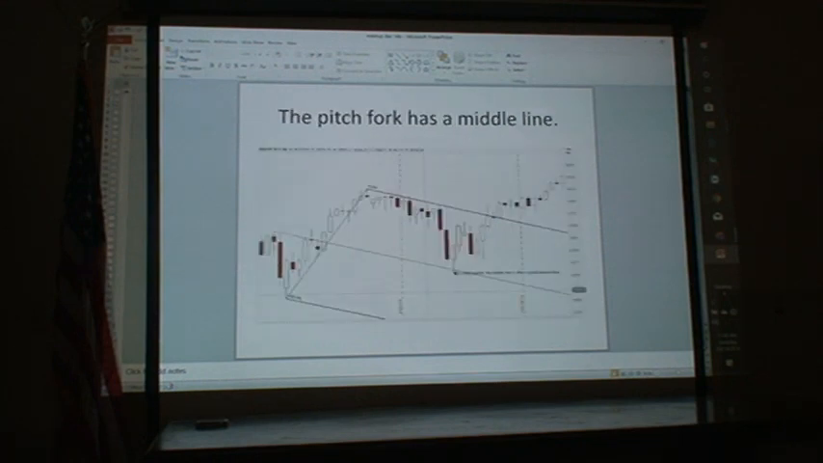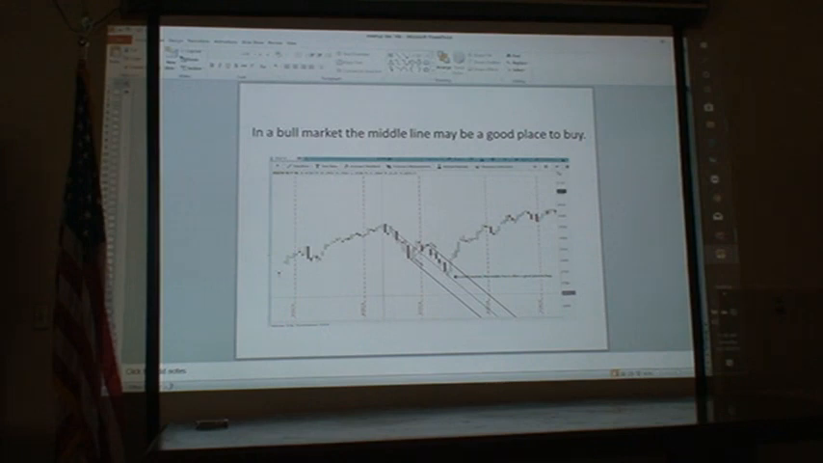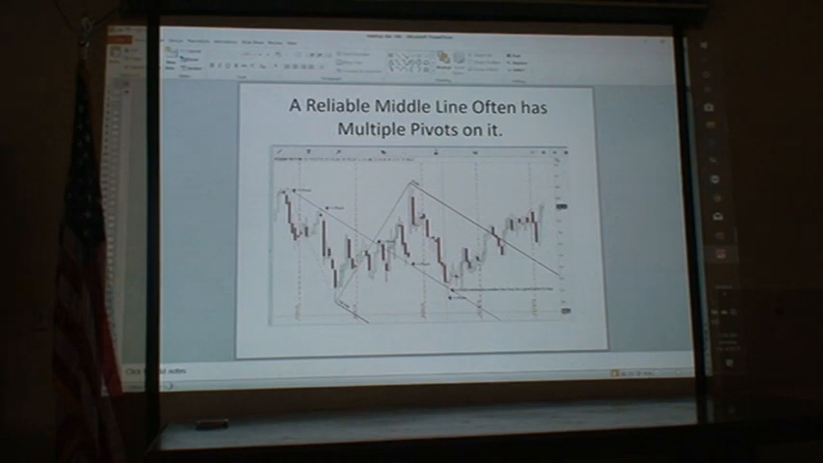Now the pitchfork has a middle line, known as the median line, and as it says down here that you can barely see, in a bull market, the middle line is a good place to buy in many cases. This is an ES contract, and this happened a few months back. Prices went down to the median line, touched, and reversed. In a bull market, the median line may be a good place to buy, like I just said. Here we have a down move in the ES, once again in the December ES a while back, and you can see it went right down to it and reversed. So keep an eye on that if you're trading the markets.